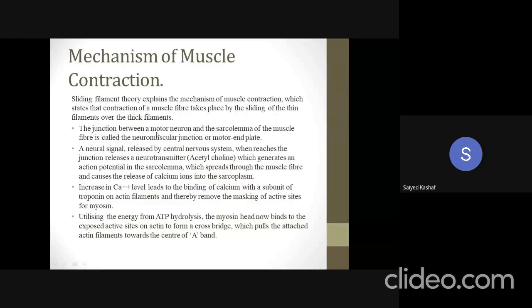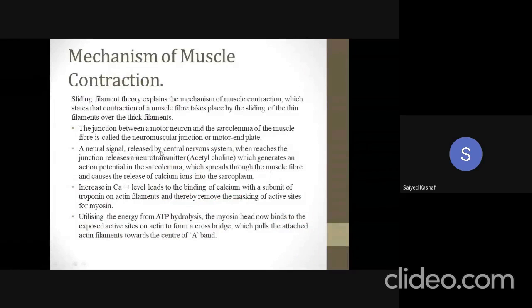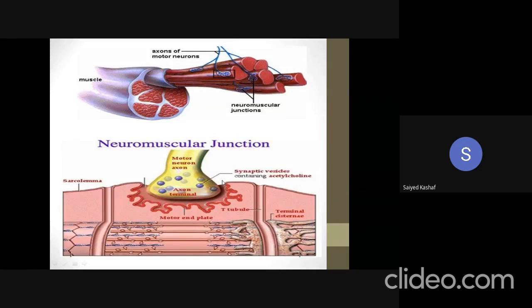So the junction between the motor neuron and the sarcolemma of the muscle fiber is called the neuromuscular junction or a motor end plate, that we will discuss here. This is the neuromuscular junction, or in short we can call it NMJ. So how does this process take place? A neural signal released by the central nervous system, when it reaches the junction, releases a neurotransmitter, that is acetylcholine, which generates an action potential in the sarcolemma, which spreads through the muscle fiber and causes the release of calcium ion in the sarcoplasm, as we all know. So that is how this process takes place, now we will discuss in detail by visualizing this image.